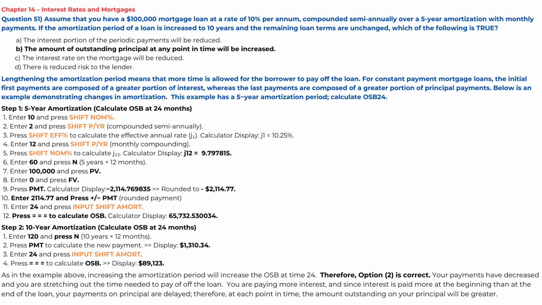You are paying more interest, and since interest is paid more at the beginning than at the end of the loan, your payments on principal are delayed. Therefore, at each point in time, the amount outstanding on your principal will be greater.